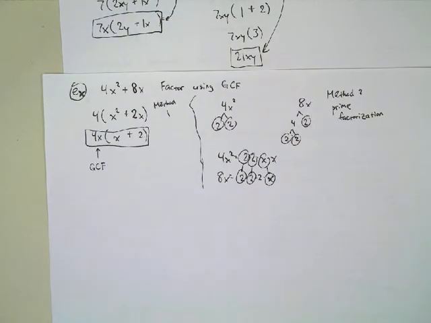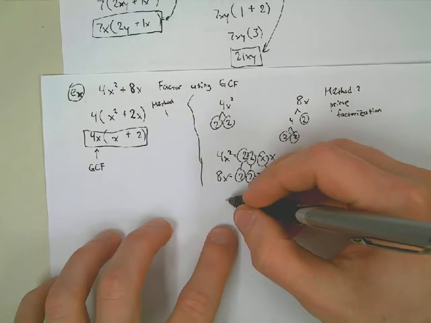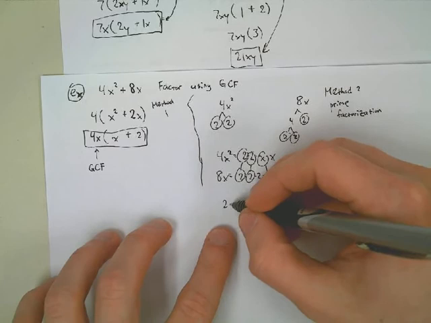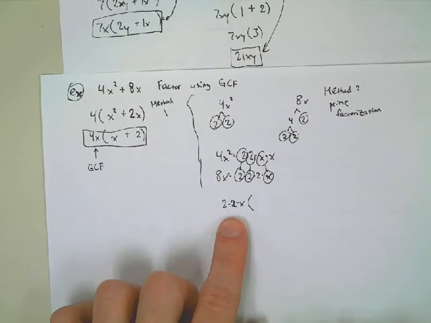Where'd you get that from? Where did I get what from? 2 times 2 times X. 2, 2, and X, the pairs that we found. Okay? 2 times 2 times X. And then what's left over? What did not pair up?